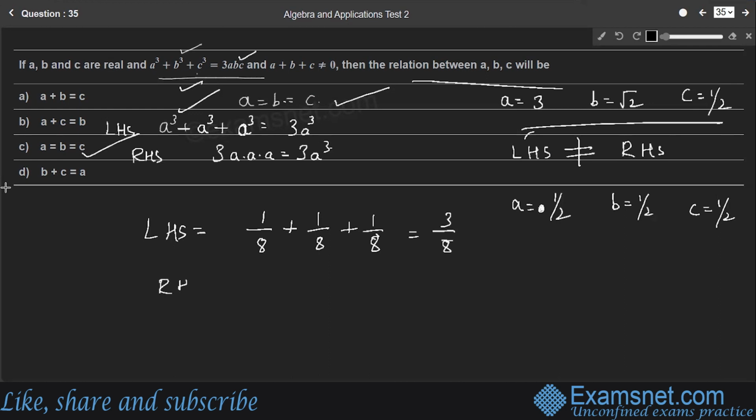Whereas RHS becomes 3 times ABC. So A is 1/2, B is again 1/2, C is 1/2. Therefore, it becomes 3 by 2 into 2 into 2, which is 3/8. So when A is equal to B is equal to C, A cube plus B cube plus C cube will be equal to 3ABC. Hence, option C is the right answer.